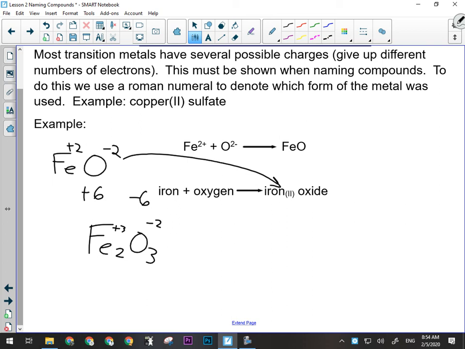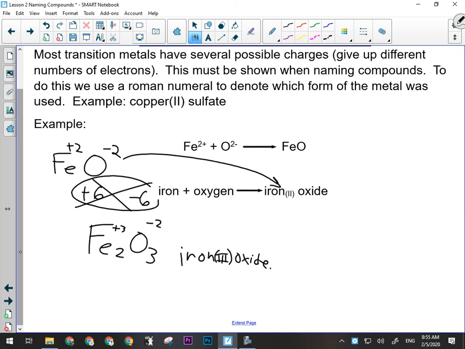3 times positive 3 times 2 equals positive 6. 3 times -2 equals -6. Those add up to 0. So this is the iron that has the positive 3 charge. This would be iron, Roman numeral 3, oxide. It doesn't happen often, but there are certain metals that you can see on your periodic table that do carry more than one possible charge. Most of them are somewhere in the middle.